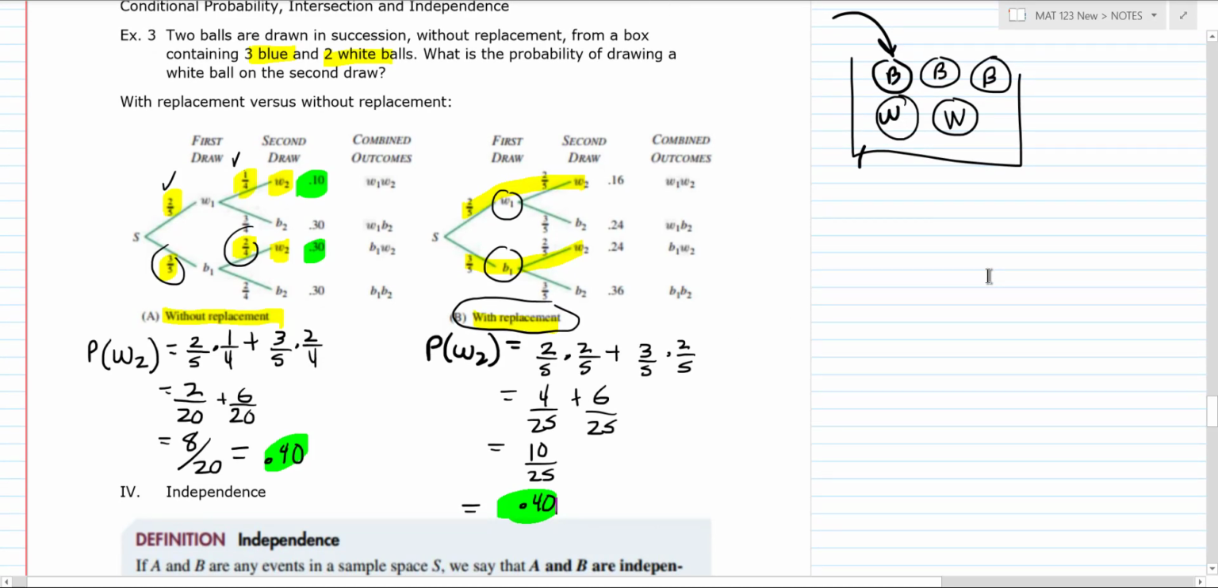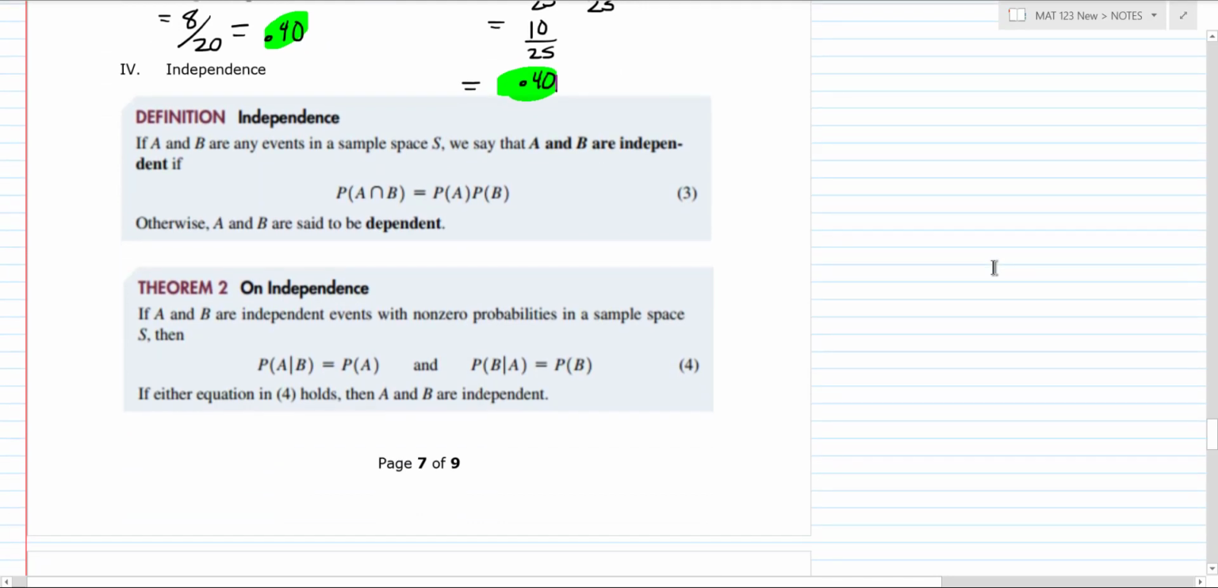All right, the next thing I want to look at is what we mean by independence and how we compute these things. So first of all, the definition is if A and B are any events in a sample space S, A and B are independent if this happens. So if the probability of the intersection is just the product of the probabilities of the two events, then we say it's independent. Otherwise, they're dependent. So we'll talk about what that is.